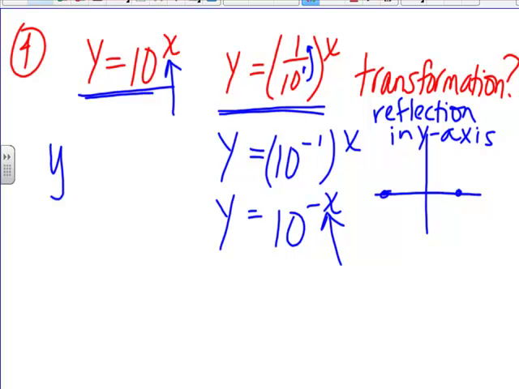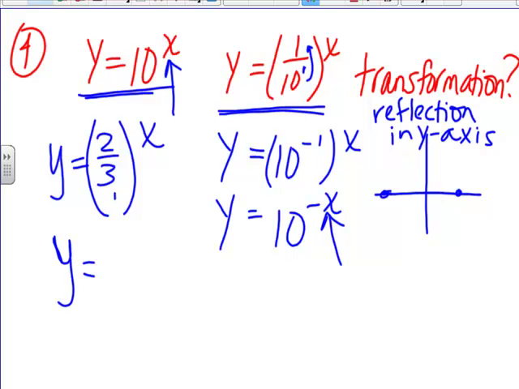So if you are asked something like y equals 2/3 to the x, and you're asked to graph what that would be with a reflection in the y, you should realize that really all that's going to happen is that it is going to become its reciprocal, 3/2 to the x, because 10 over 1 and 1 over 10 are reciprocals.